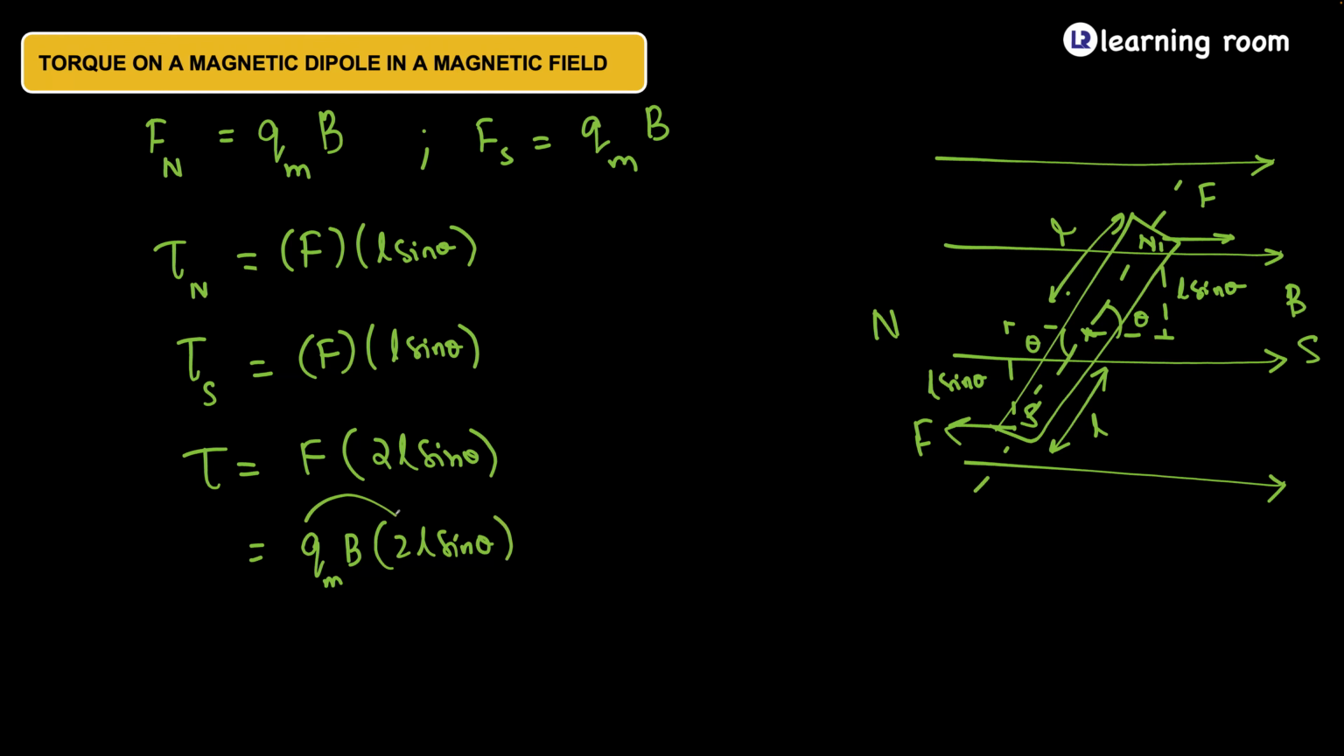So qm into 2L is going to be equal to how much? qm into 2L is going to be equal to small m, that is the magnetic dipole moment. So small m into capital B into sine theta.